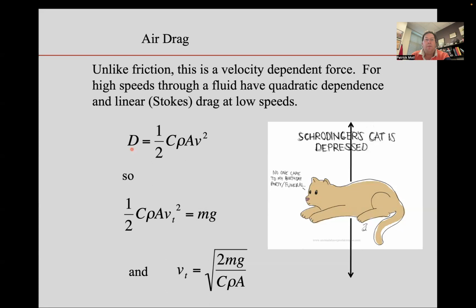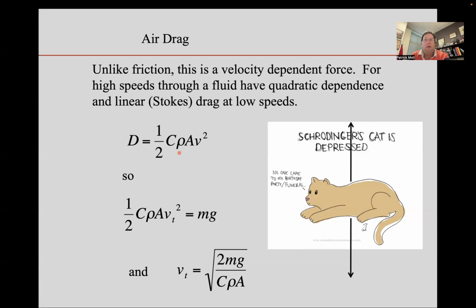So D is the drag force. It depends on quantities as follows. A half, obviously a constant. Capital C is the drag coefficient. So for a given object and shape of an object going through a different kind of fluid, you're going to have a different drag coefficient. And so these are tabulated. Not something that we would worry about measuring empirically or calculating from first principles in this class. We'll just take it as something that you can look up a value for when you need to apply it.